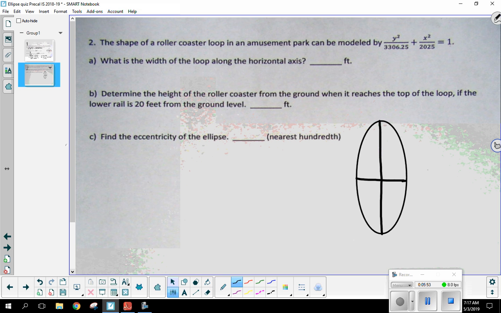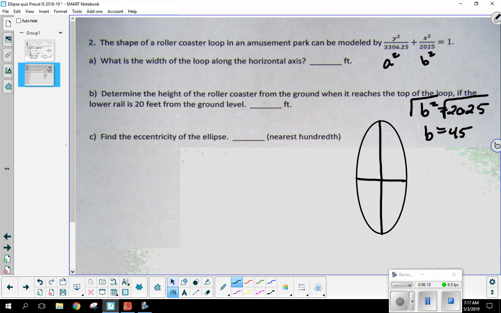All right, well, we know that a squared is the larger denominator, b squared is the smaller one. So if b squared equals 2025, we take the square root. So I get that b is equal to 45, and we're talking about feet. But again, b is only half the length of the minor axis, which is our horizontal, so we're going to double that. So it should be 90 feet.